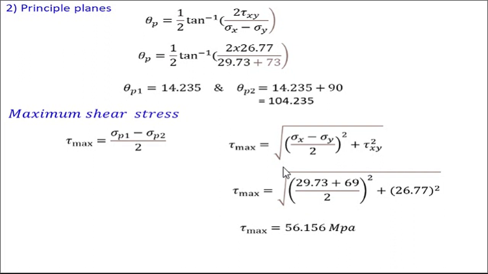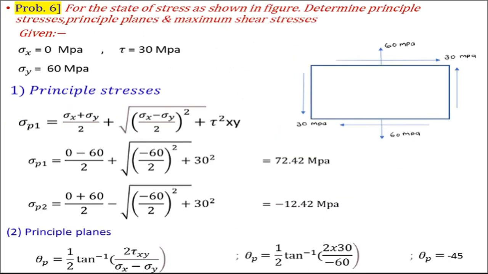So if you're using this formula, you can put all the given values or values we have determined, with the signs, and you will get the value of tau max, maximum shear stress, 56.156. So as per the problem, we have determined all the unknown values. We have determined first of all principal stresses. After that, we have determined the planes on which the principal stresses are acting, and maximum shear stress with the formula we have determined here.